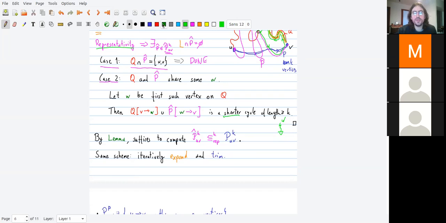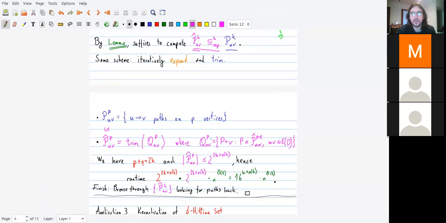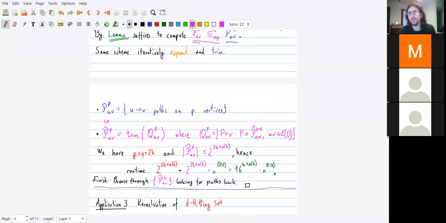Yeah, so this means that by the lemma, it suffices to compute a k representative subfamily of the family of all the k paths for every possible choice of u and v. Because then instead of going through all the vertices of P_uv^k, we will go through all the paths of this representative subfamily, and we do the same thing. We iteratively expand and trim. So again, P_uv^p is all the uv paths on p vertices.